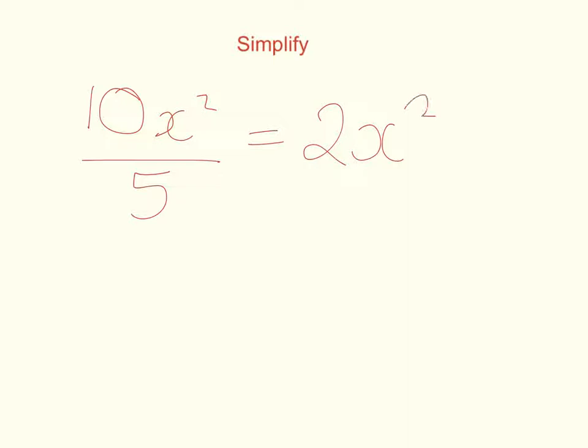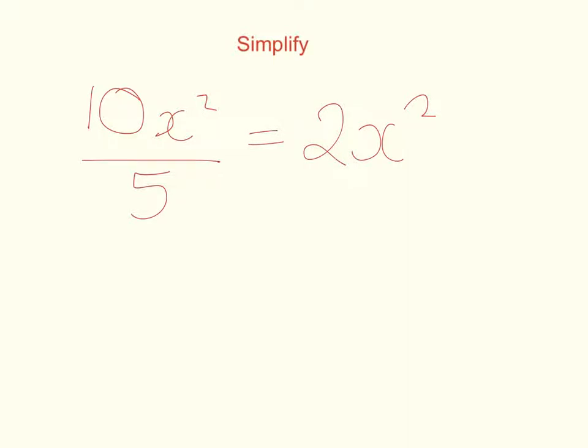Finally, folks, we're going to look at simplifying some algebraic fractions. And to do this, we're going to use the division process. So if we have a look, we have 10x squared all over 5. Now, there's an easier way that we can write this because we all know that 10 can be divided by 5. So we're left with an answer of 2x squared.